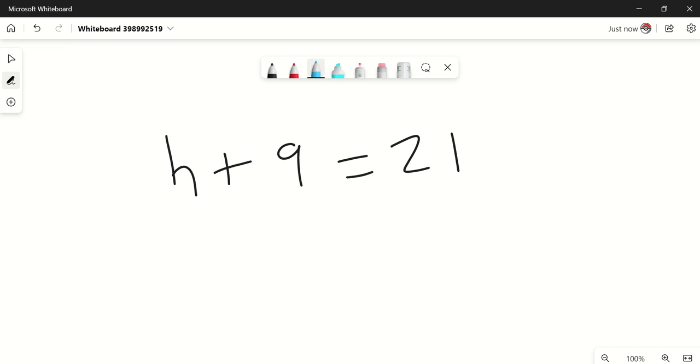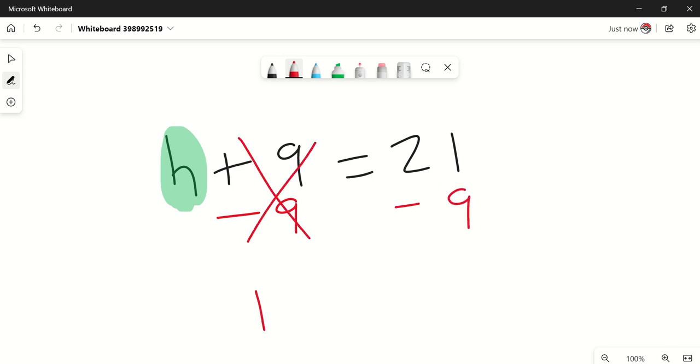Let's identify my variable. What's my variable, ladies and gentlemen? H. That's my unknown value. What is happening to h, ladies and gentlemen? Being added. 9 is being added. So what's the opposite of adding 9? And if I subtract 9 from here, I have to do it. Remember, if it happens on one side, it happens on both sides. When I subtract 9 from here, these will cancel out. H will just equal 21 minus 9.